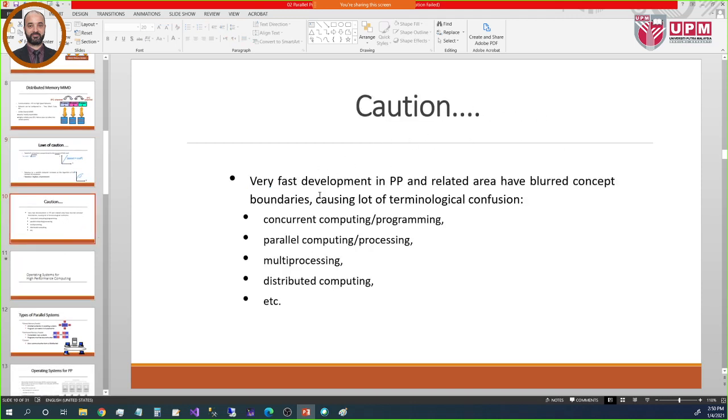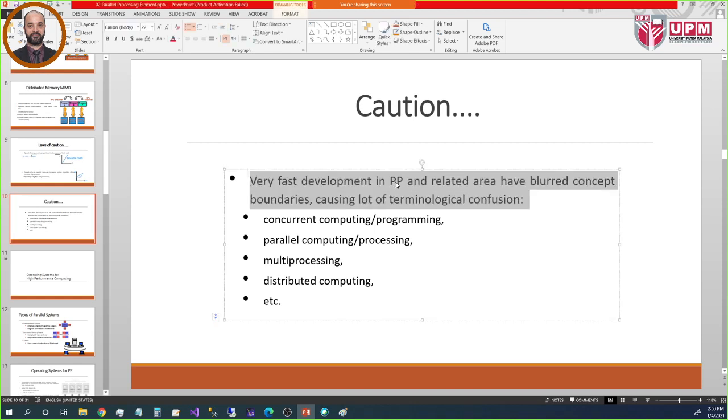Here, caution: the very fast development in parallel processing and related areas has blurred concept boundaries, causing a lot of terminological confusion. Because of this, there are many confusing terms, like concurrent computing, concurrent programming, parallel computing, parallel processing, multiprocessing, multi-cores, distributed computing, multi-threads, many things, right? Many terminologies that make it confusing.